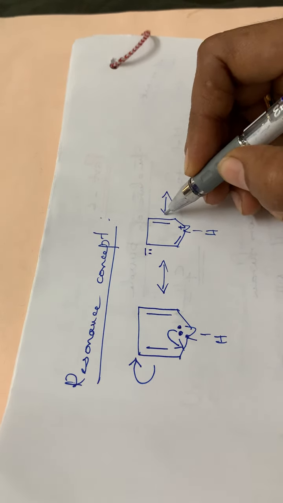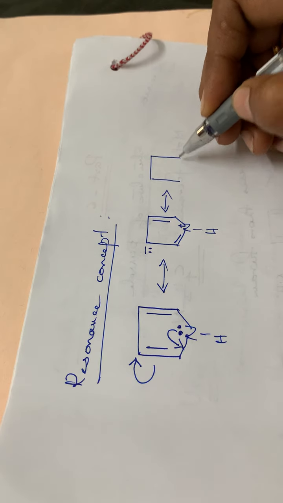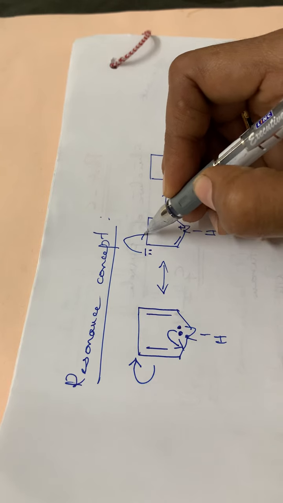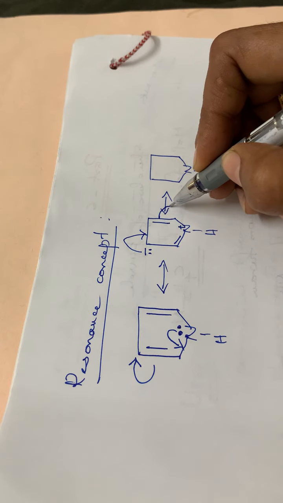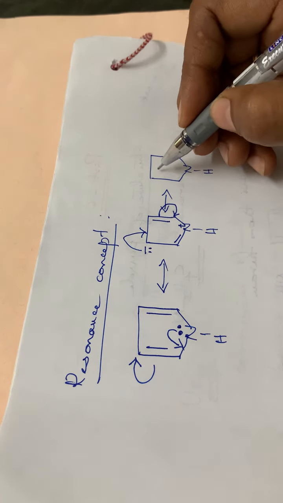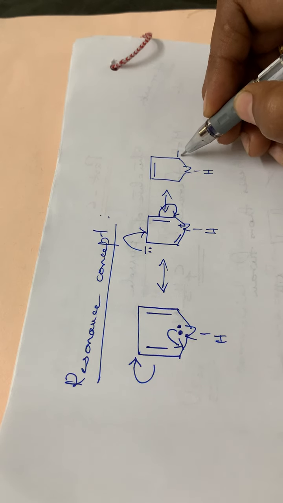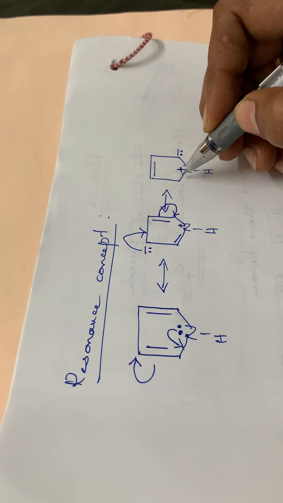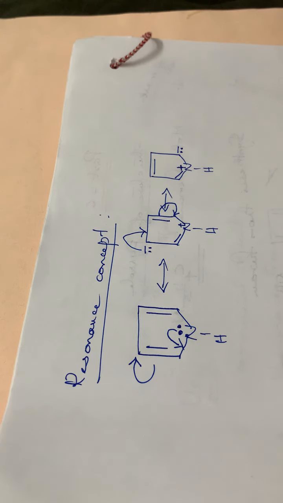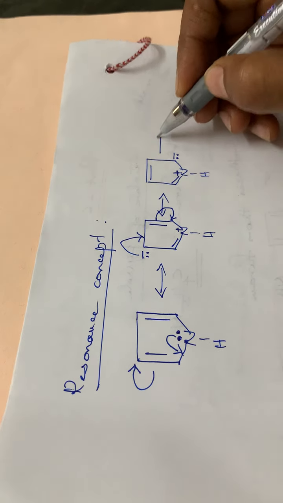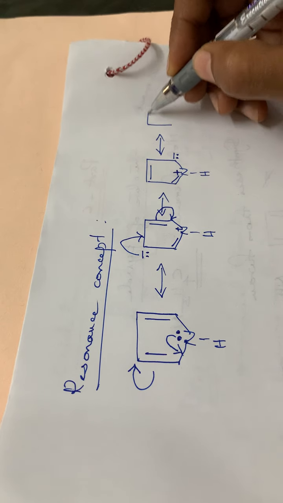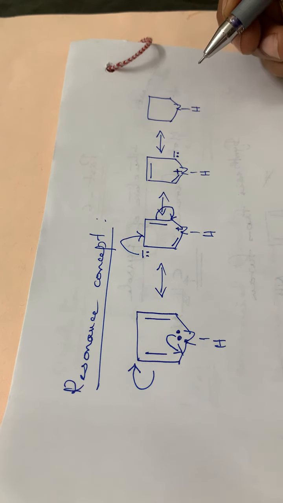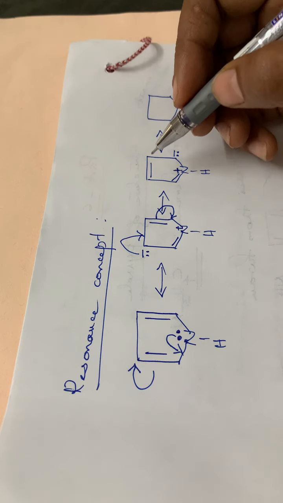Then the next structure, NH. This electron pair moves to this position, and this double bond shifts to this position. So here a double bond, here a negative charge, then a nitrogen with a positive charge, then a double bond at this position. Then the next structure, NH.